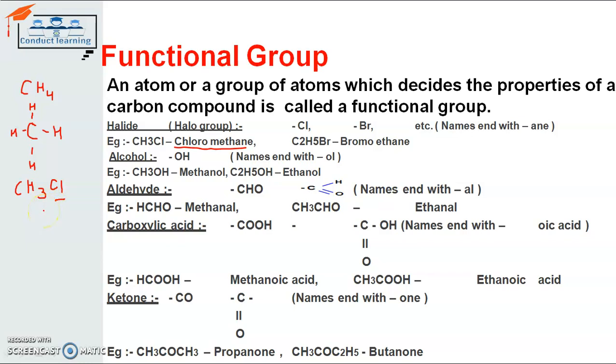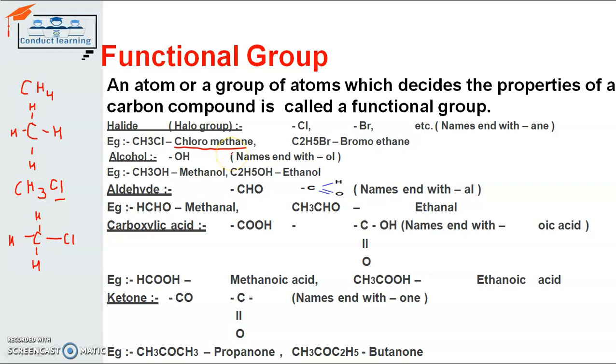So if we draw the chemical structure of that chloromethane, it will be like that. The carbon shares one of its electrons with a hydrogen atom, another with another hydrogen atom, another with a third hydrogen atom, and the one remaining electron with the chlorine. So the structure of chloromethane will be like that, the name is chloromethane, and the chemical formula becomes CH3Cl.